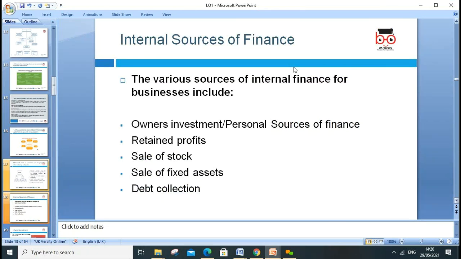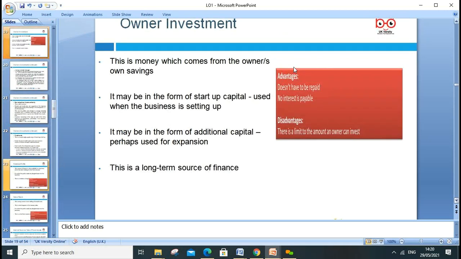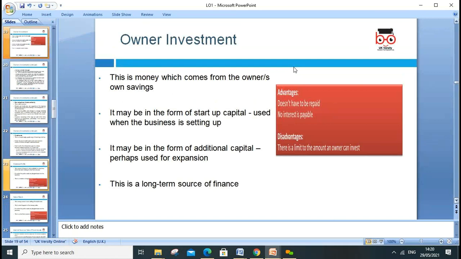Okay, so next we're looking at internal sources of finance: the various sources of finance internally. Owner investment, personal sources of finance if you're a sole trader, or partnership, where a few people come together and finance the business. Retained profit, sale of stock, sale of fixed assets, debt collection. We may have a lot of money to collect from our customers, so we can offer them an incentive to pay early and collect the cash from them.